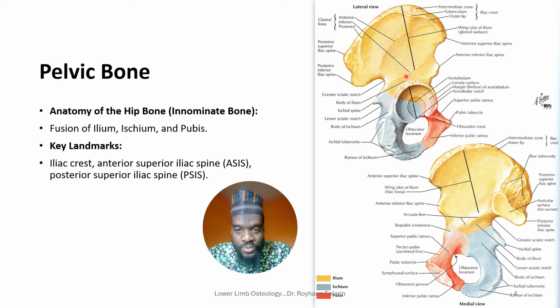And you see that between the body of the ilium and the ala of the ilium, you see this notch posteriorly that is related to the sciatic nerve. So it's called the greater sciatic notch.